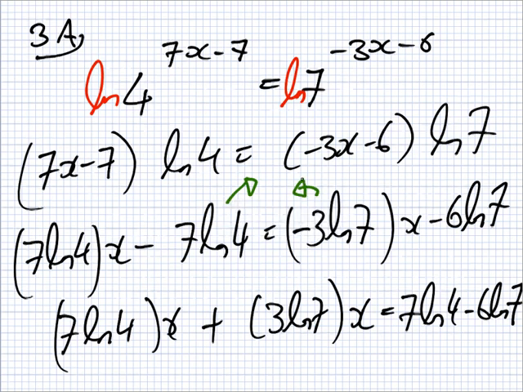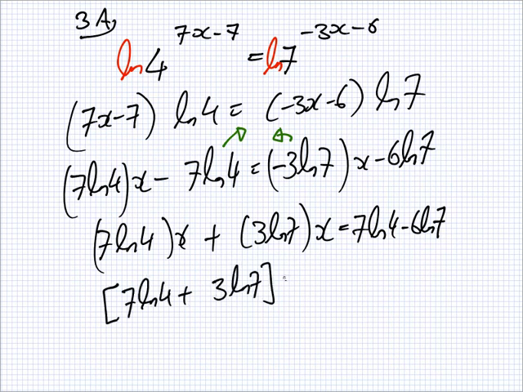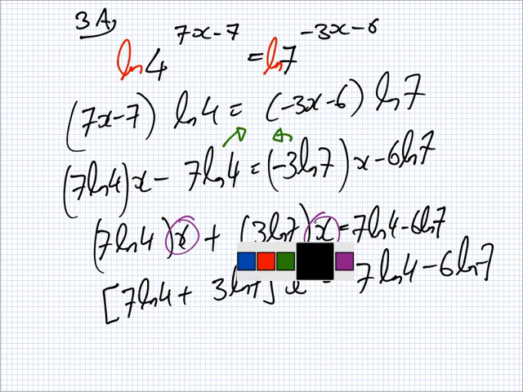Right, so next step, I'll factor out 7 log 4 plus 3 log 7 times x, because the x you can see is common, equals 7 log 4 minus 6 log 7. Last step, what's the thing to do at the end here? Yeah, so I'll put a line through that and divide by it.